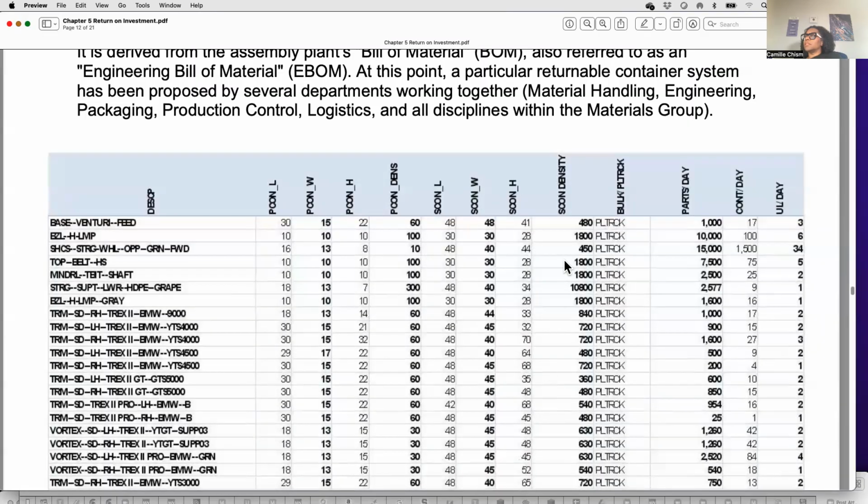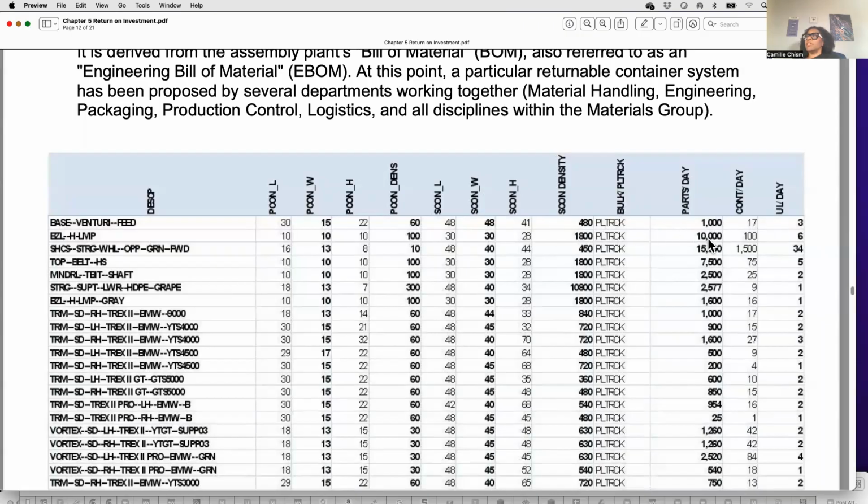So the secondary container density is generally going to be some sort of pallet, most likely. That's what it looks like. This also shows you how many parts per day. So here, you've got 1,000 parts per day. The secondary container is 480. So that tells you that you're going to need probably a little bit over 2 of these. You're going to need 3 of these a day, right?